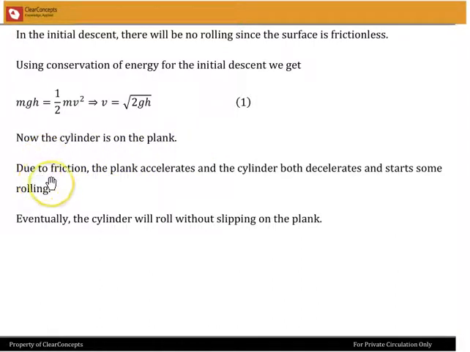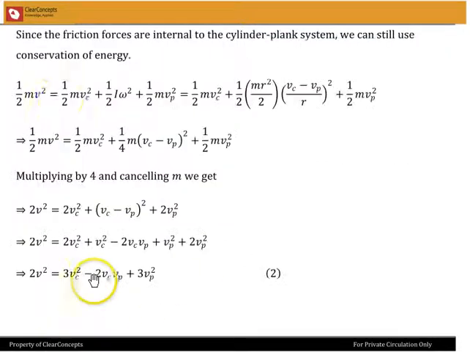Now the cylinder has landed on the plank. Due to friction, now the plank will accelerate and the cylinder will decelerate in terms of translational motion and it will start some rolling. Eventually the cylinder will roll without slipping on the plank. Now the frictional forces, that of the cylinder on the plank and the plank on the cylinder, are internal to the cylinder plank system, so we can still use conservation of energy.